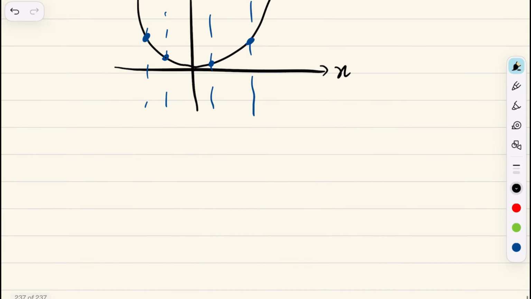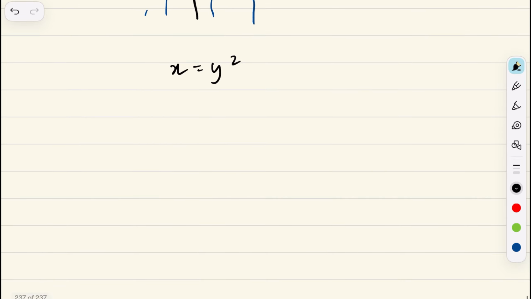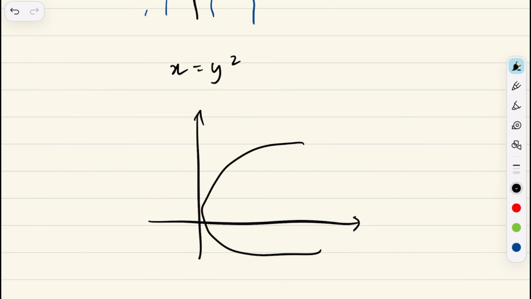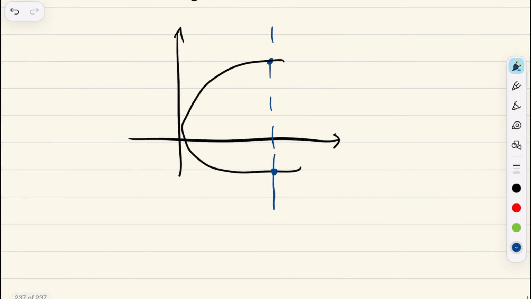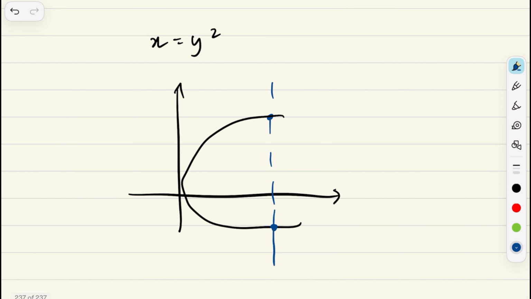However, if it's not a function, let's say x equals y squared, we're going to get a horizontal parabola. Let me change my color. We're going to get something like this. So if we were to draw a vertical line, you can see that there are places on the graph where there are two intersections. So it's not a function, because there are two intersections.